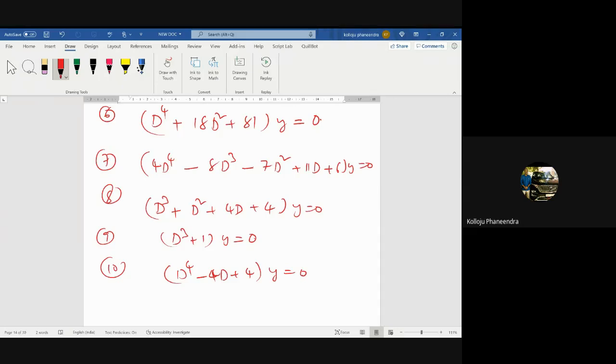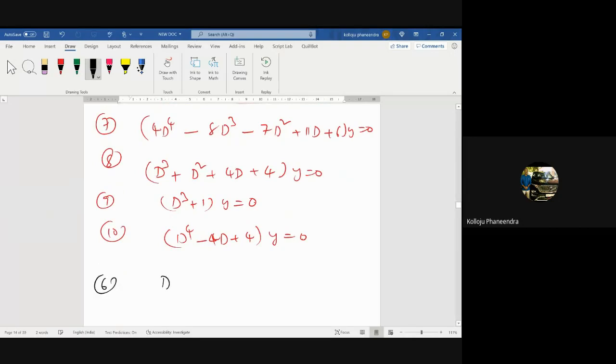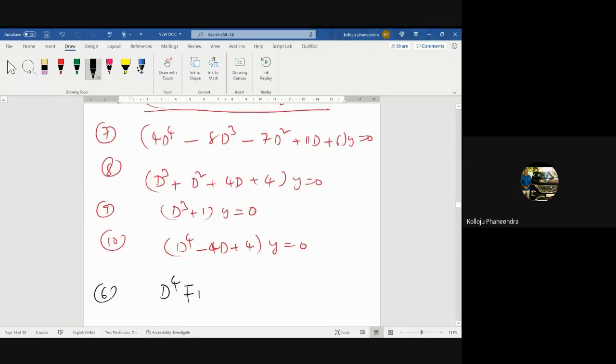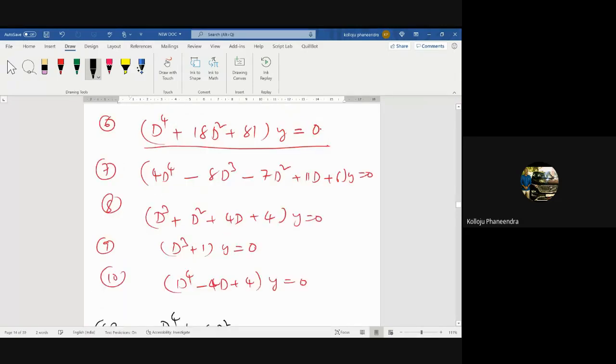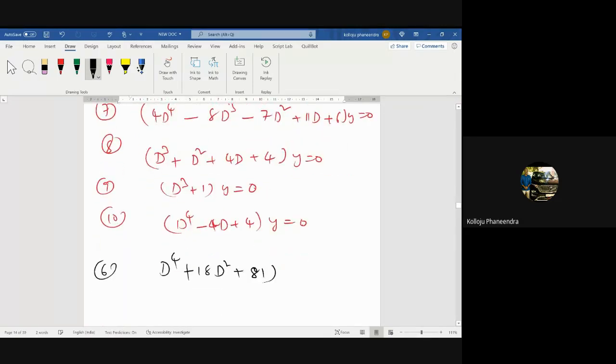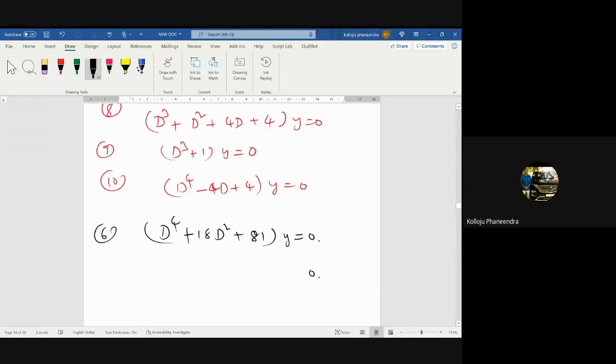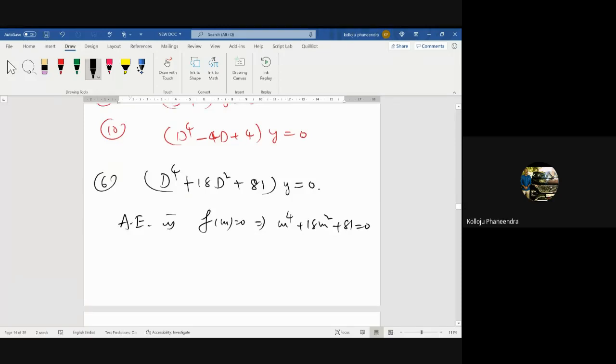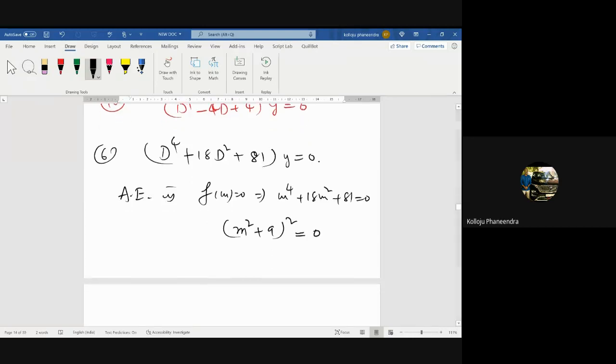In this, let me explain the sixth problem. See, what is the sixth one? D power 4 plus 18D square plus 81. What is the auxiliary equation? The auxiliary equation is f of m equals 0. That means m power 4 plus 18 m square plus 81 equals 0. Any factorization? 9 is there, so I will get (m square plus 9) whole square equals 0. Correct? Done.